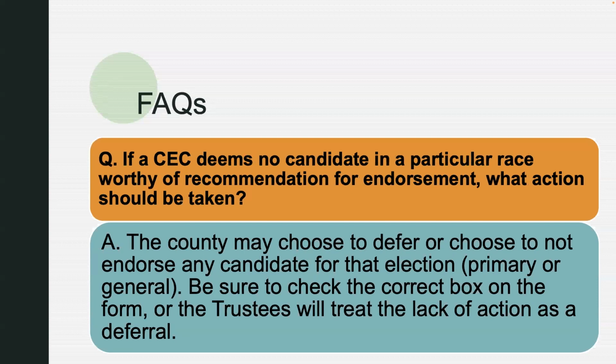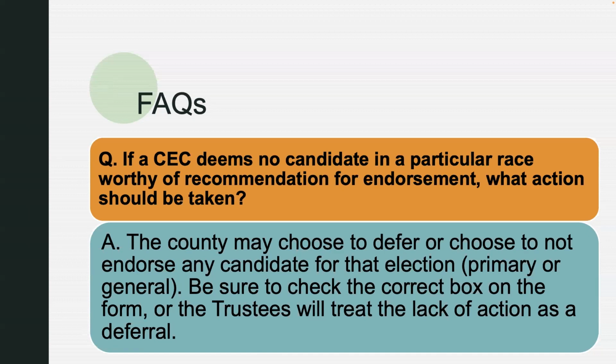Next question: if a CEC deems no candidate in a particular race worthy of recommendation for endorsement, what action should be taken? Well, this is where the county can choose to defer to another county that might be affected. They can choose to defer to that county to make that choice. But if a county determines that no candidate is worthy of recommendation, they can also choose to recommend that the PAC not endorse any candidate for that election, be it primary or general.